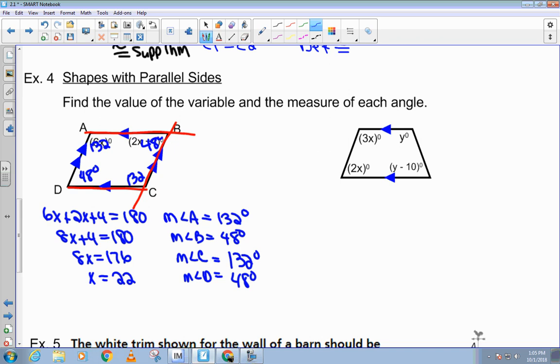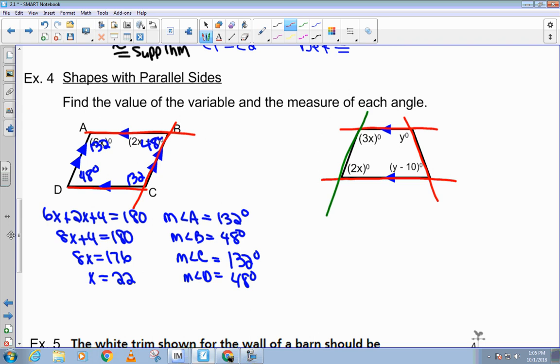Okay, all right. Now, if you come over here and look at the trapezoid, you only have one pair of parallel lines, but you have two different transversals. You have this one, and we can find y with it. And then you've got this one.